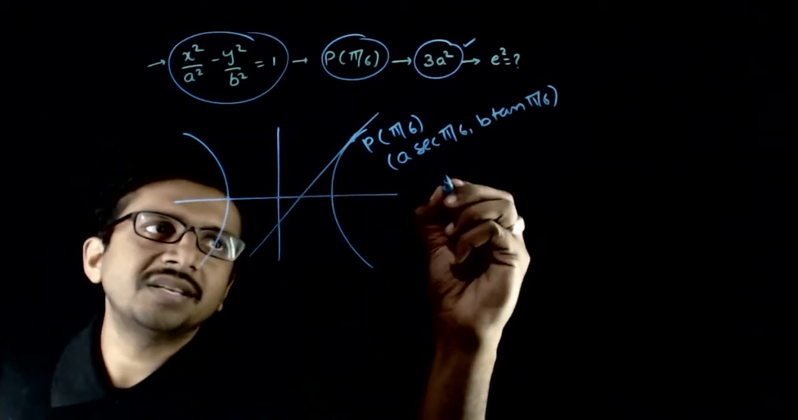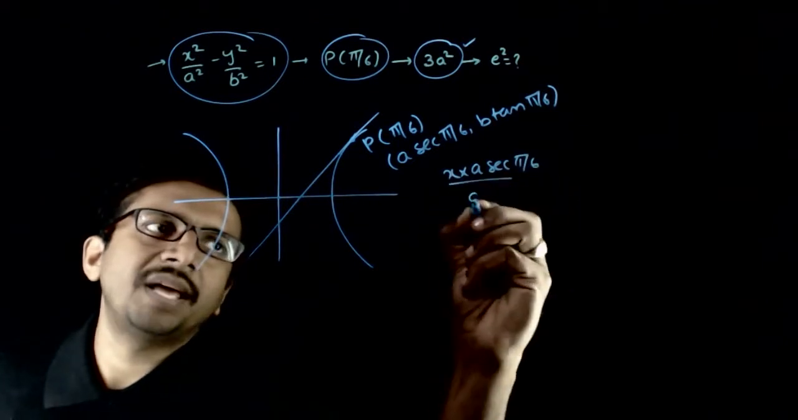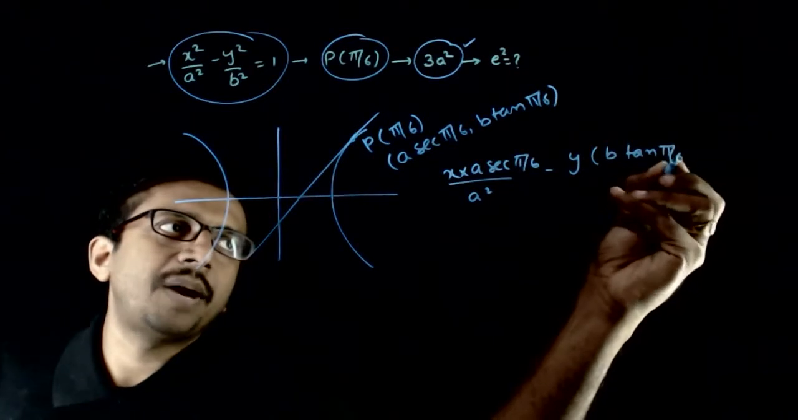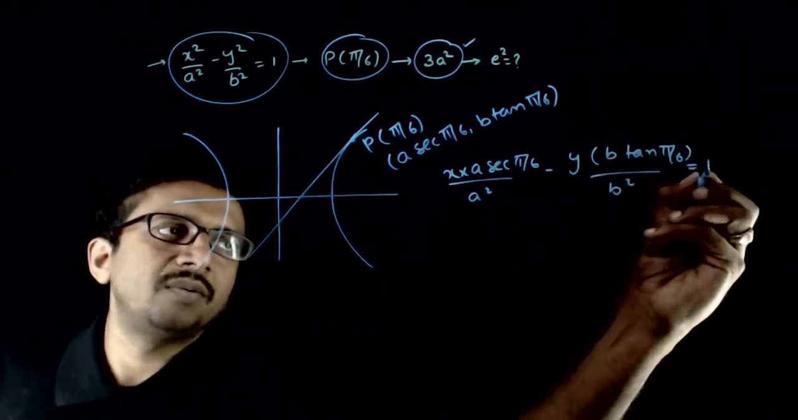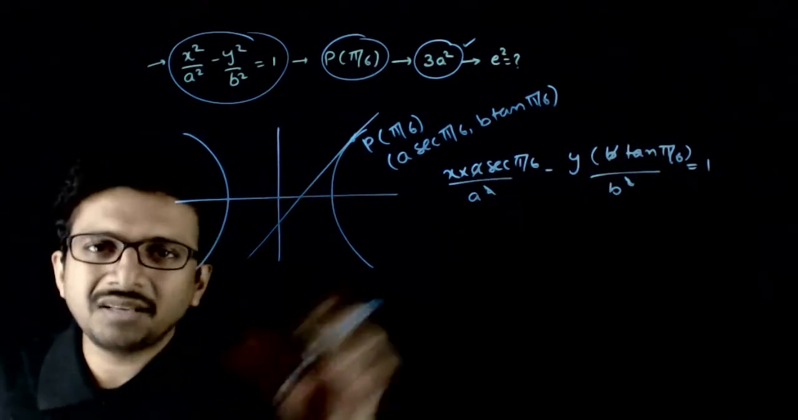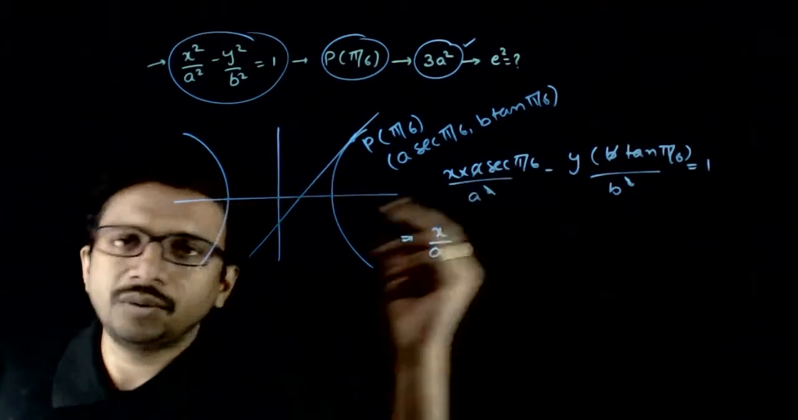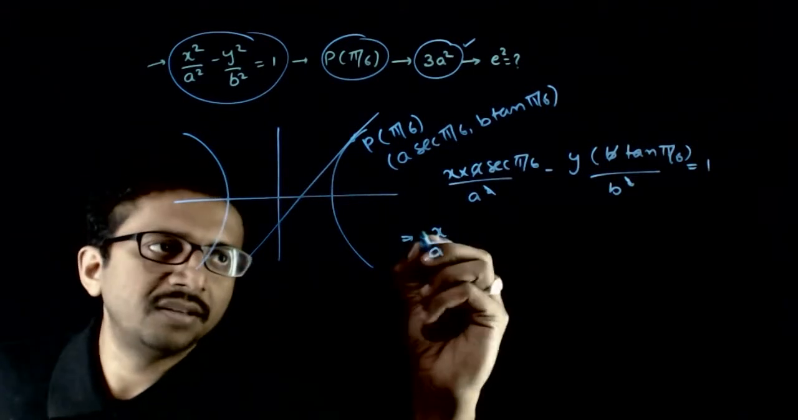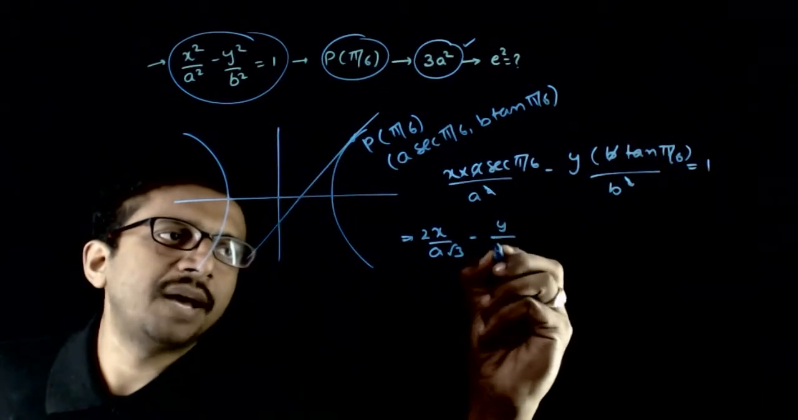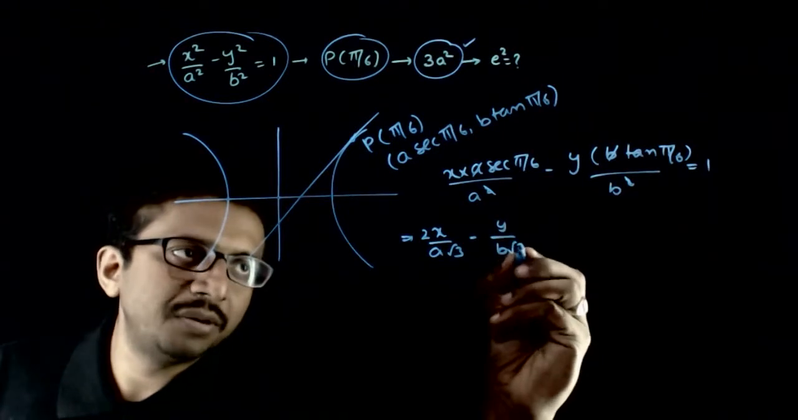So the tangent at this point is x·a sec(π/6)/a² − y·b tan(π/6)/b² = 1. So one a and a will get cancelled. So x/a into sec π/6, which is 2/√3, so 2/(a√3), minus y/b into tan π/6. Tan 30 degrees is 1/√3, so this is y/(b√3) equal to 1.